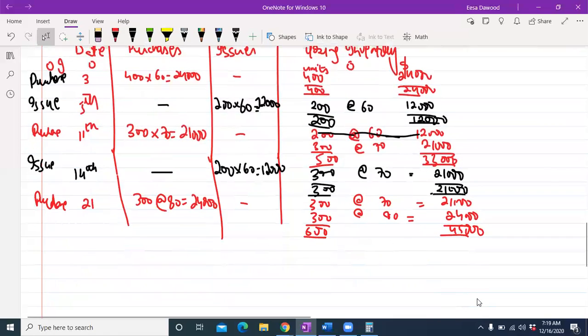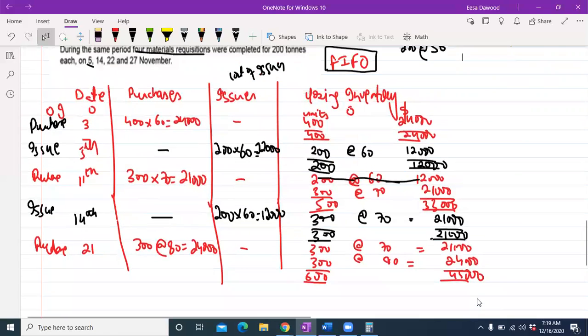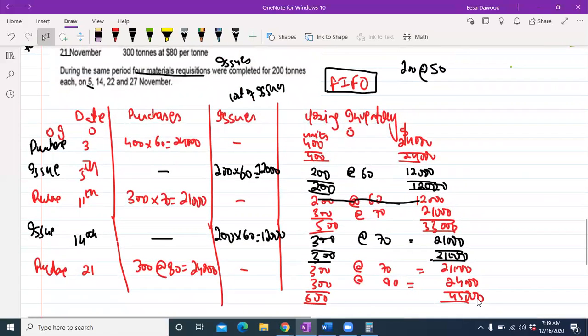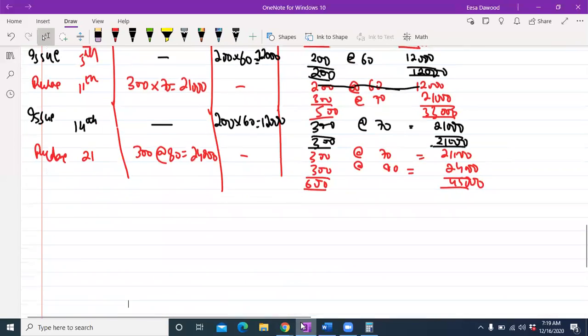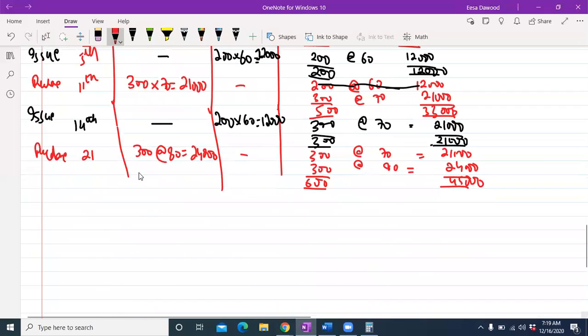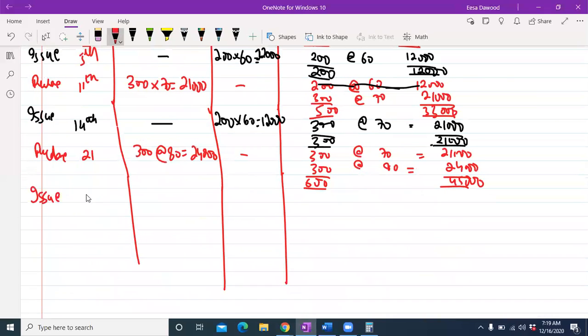And now the two consecutive issues, now all the purchases are done. Issues are on 22nd and 27th, 200 units each. Okay, next date is, now it's the issue on 22nd and then another issue on 27th. No, we haven't purchased anything. Now the issue is the 200 units.